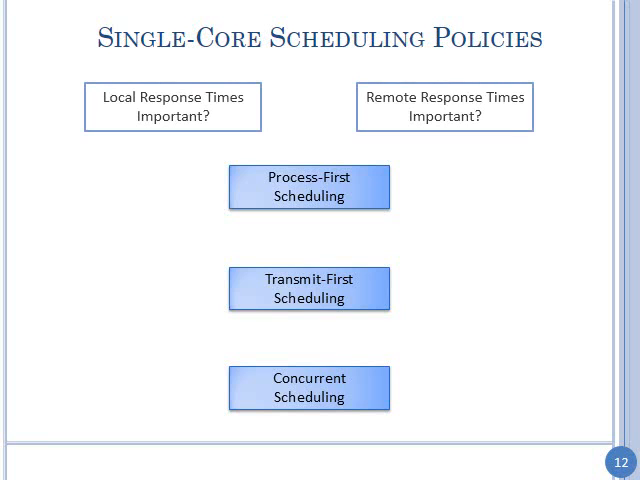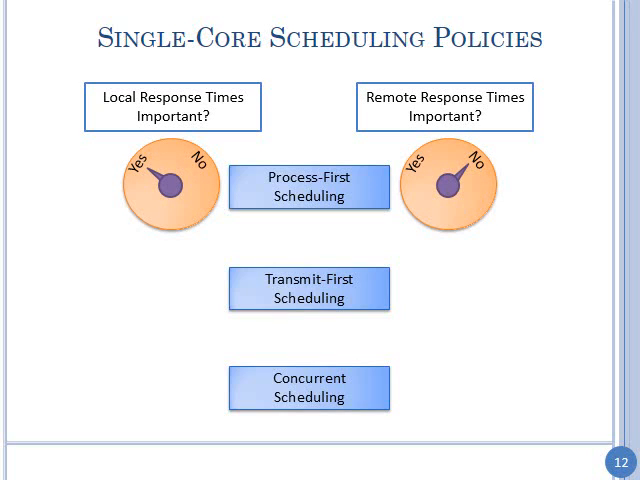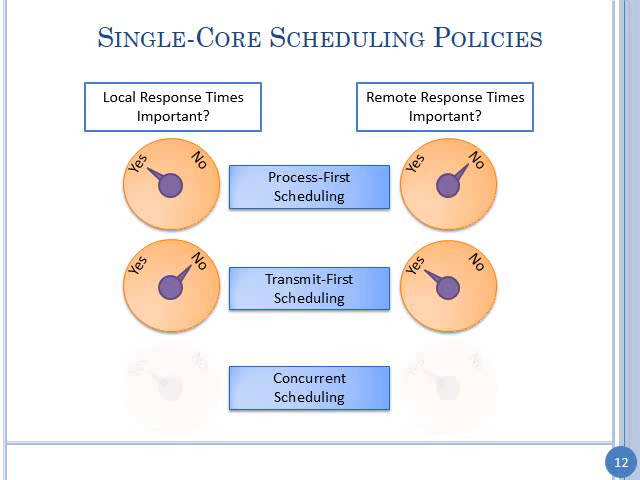Well, the process first policy is going to give you good local response times because you process first and then transmit, but because of that, it gives you poor remote response times. The transmit first policy, on the other hand, gives you good remote response times because you transmit first, then process, but it gives you poor local response times. And the concurrent policy, we can expect it to give you response times in between those provided by the other two policies. So none of them really dominate each other, but one issue here is that we can't really control the trade-off between local and remote response times easily. It's kind of an all or nothing thing, or something murky in between that we don't know.